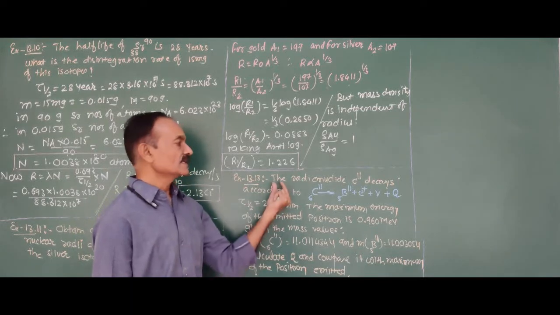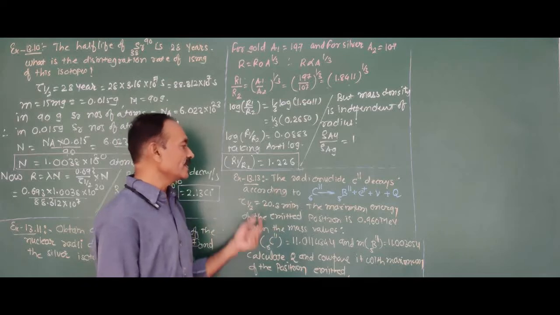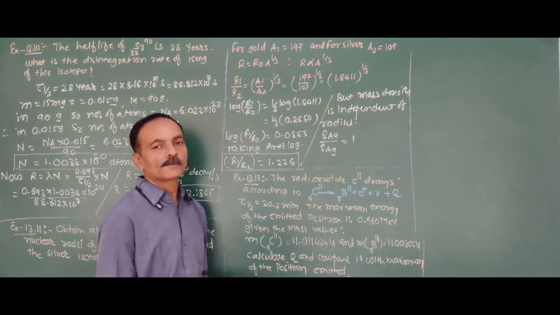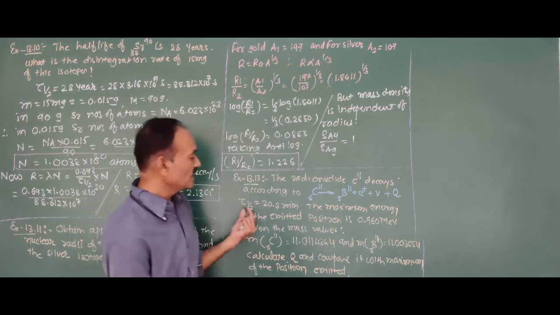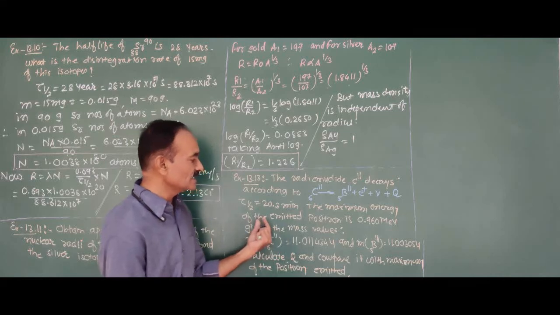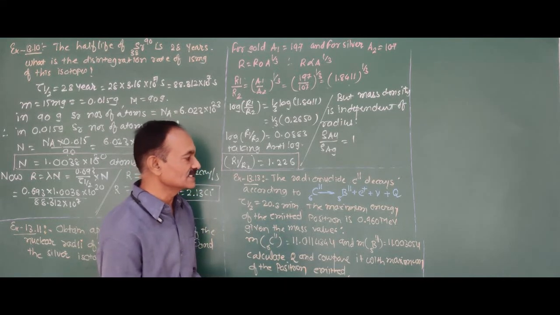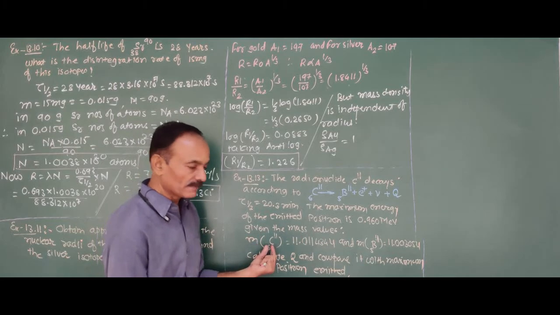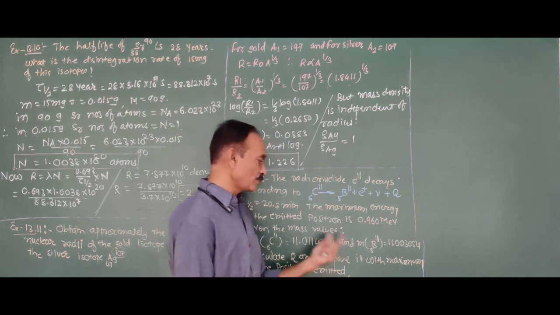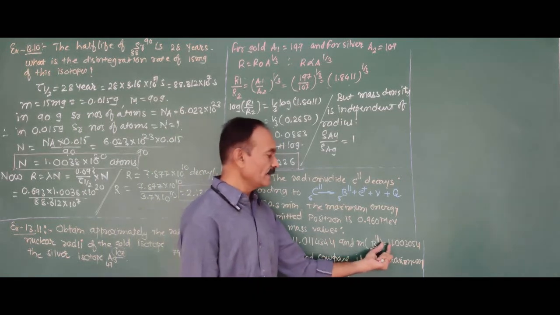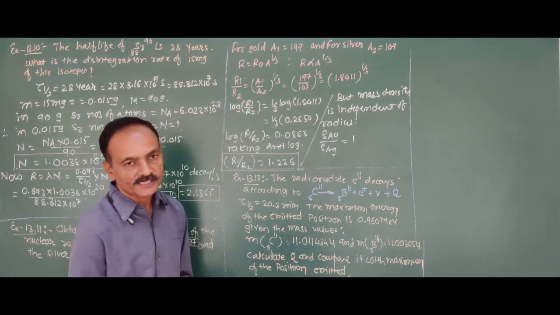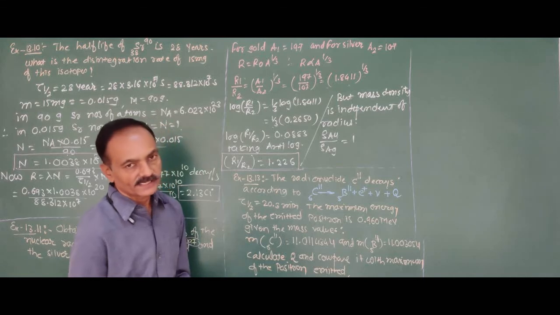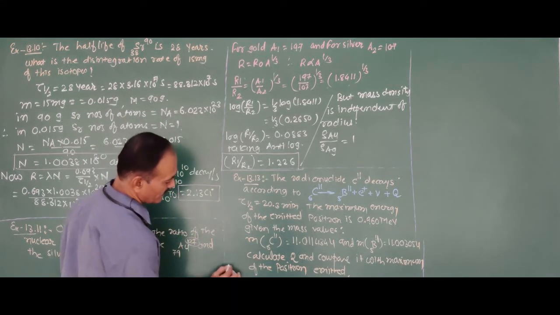Now 13.13. The radionuclide carbon-11 decays according to C 6 11 converting to boron 5 11 plus positron plus neutrino plus Q amount of energy. The half-life is 20.3 minutes. The maximum energy of the emitted positron is 0.960 MeV. Given the mass of carbon C 6 11 is 11.01434 atomic mass unit and the mass of boron 5 11 is 11.00305 atomic mass unit, calculate the Q and compare it with the maximum energy of the positron emitted.